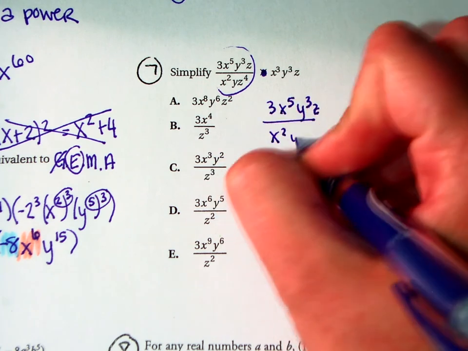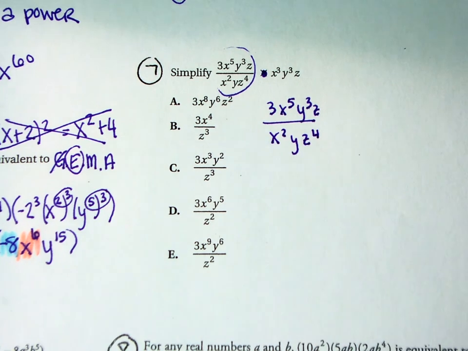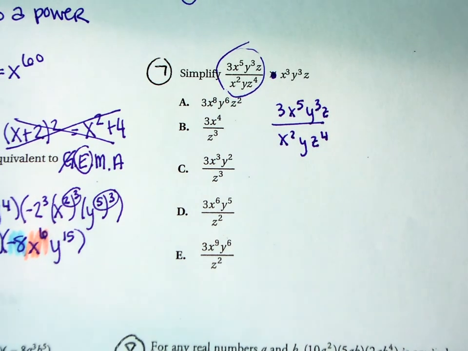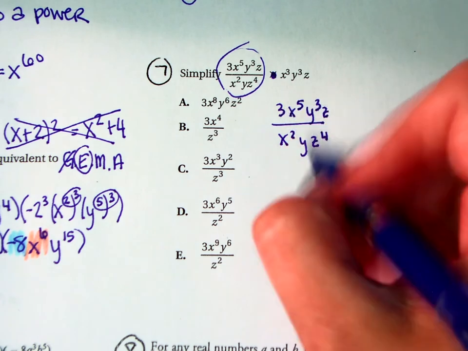And x squared y z 4. Okay, so I'm just going to kind of ignore this part for now. I'm just going to simplify this fraction. So I see the 3. I'm going to keep the 3 in the numerator.